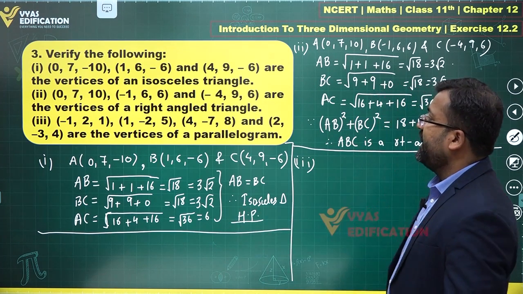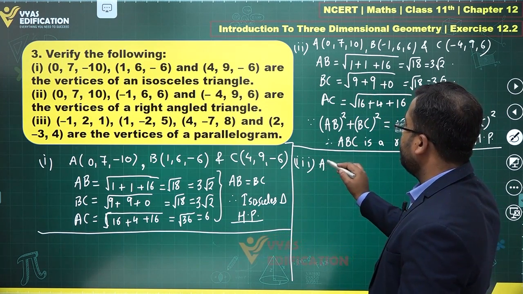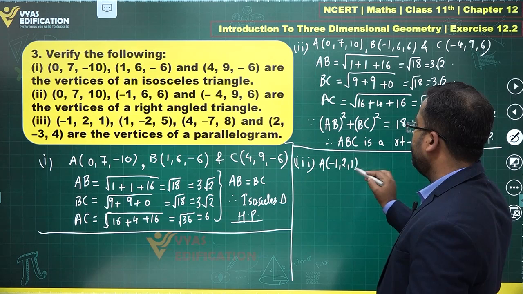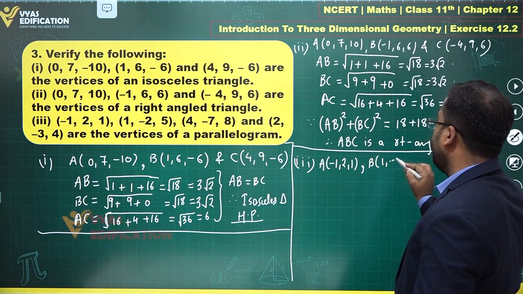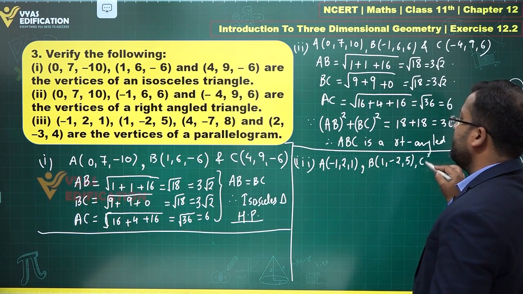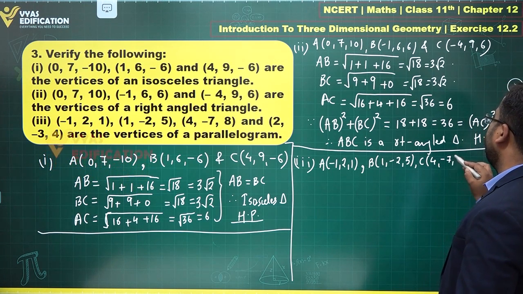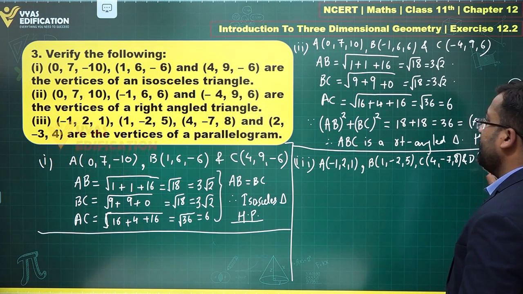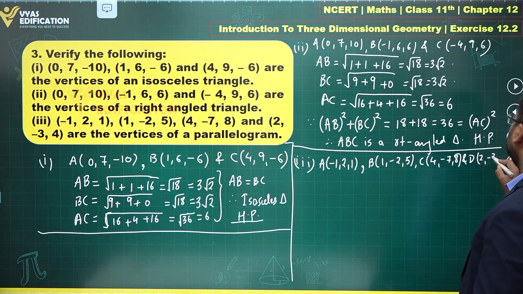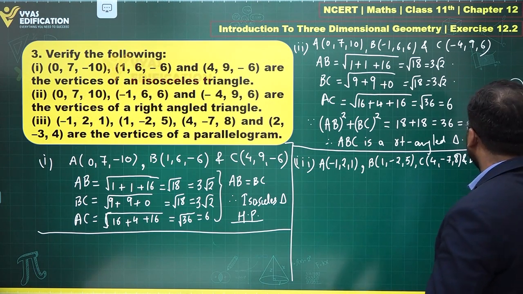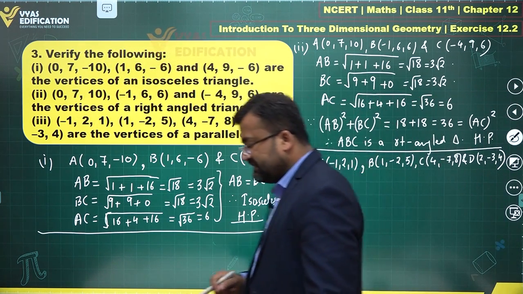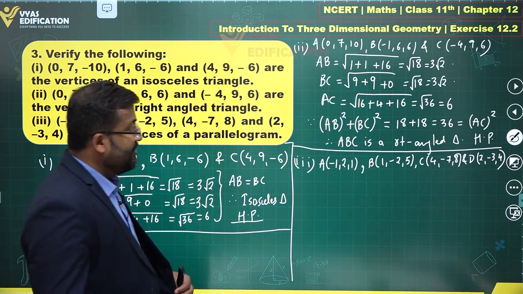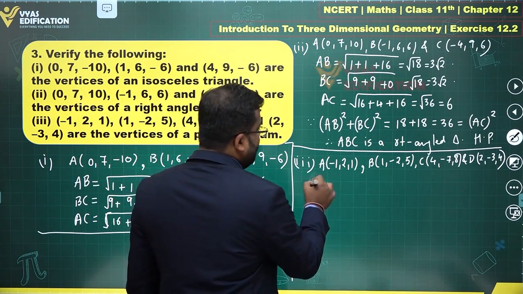But let's find if the vertices A(-1, 2, 1), B(1, -2, 5), C(4, -7, 8), and D(2, -3, 4) are the vertices in that order. Can you find the length AB, BC, CD, AD?